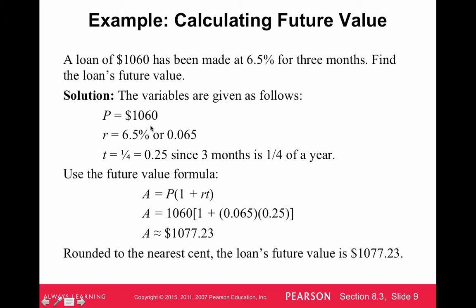You could just figure out the interest, interest equals P times R times T, and then add it on. That's what this formula will do for you in one short step. If you do the interest by itself, 1060 times 0.065 times 0.25, you'll get $17.23. If you add that on, you get 1077.23. So this formula will do that in one step.